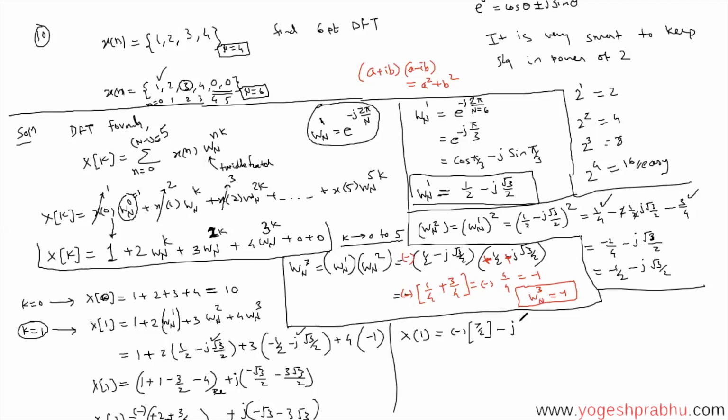Okay. J. I take square root of 3 out. So you get negative 1, negative 3. Sorry, plus 1, plus 3. Minus is already out, by 2. Okay, I have got minus 7 by 2, minus j. This is 3 plus 1 is 4, 4 by 2 is 2, 2 square root of 3. That's the answer of x of 1.